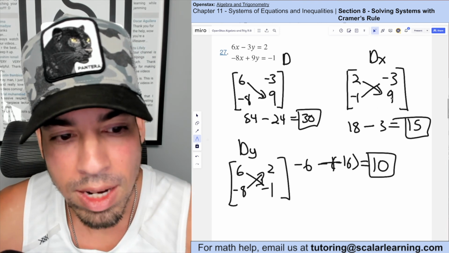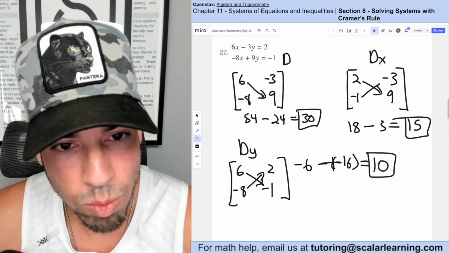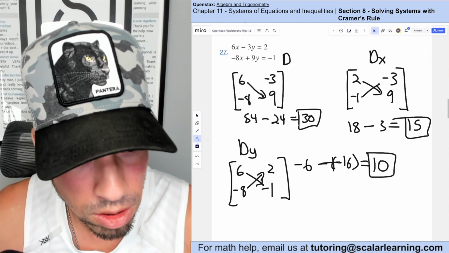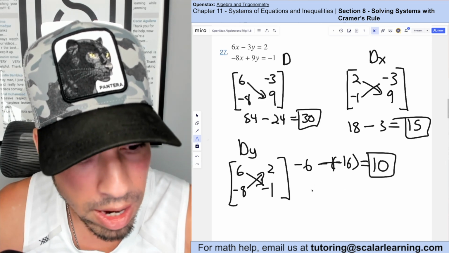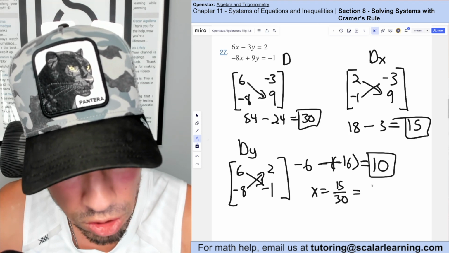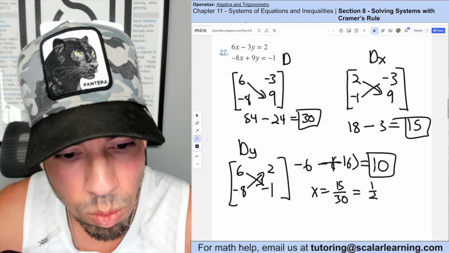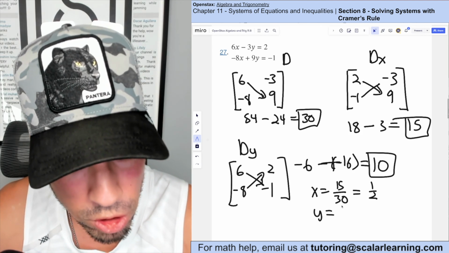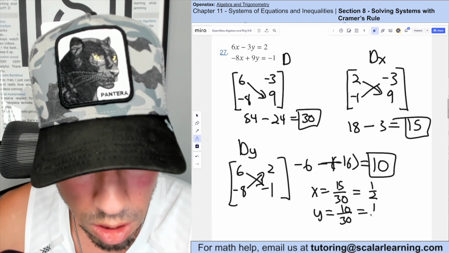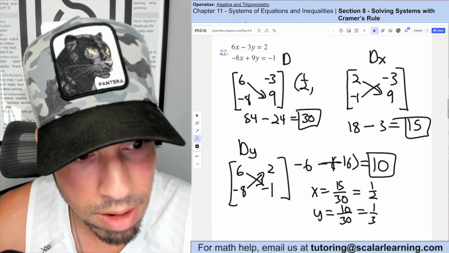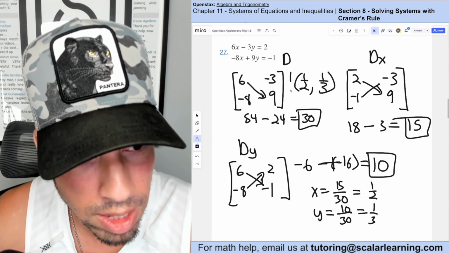Now to get our values of x and y, we take Dx, 15, and divide it by the original determinant. So x is equal to 15 over 30, which is just 1/2. And then y is equal to 10 over 30, which is going to be 1 over 3. So then our final answer is 1/2, comma 1/3. That's how you do it.